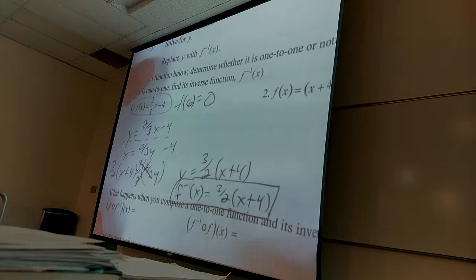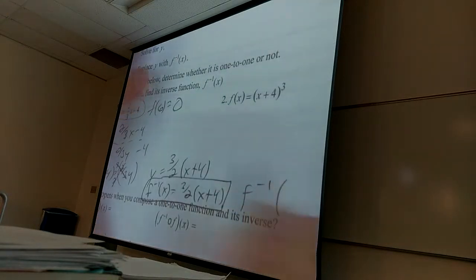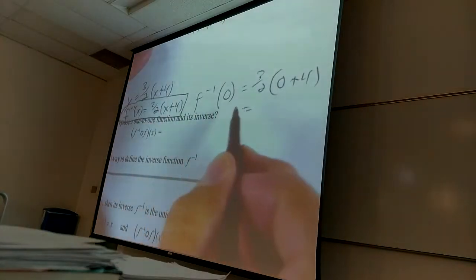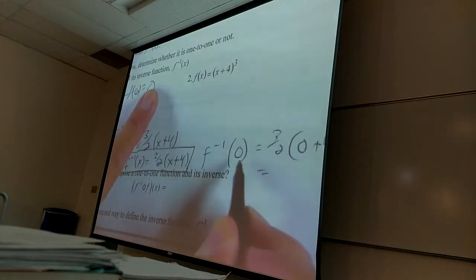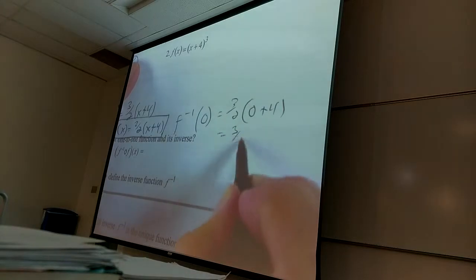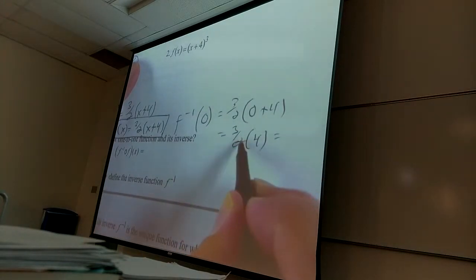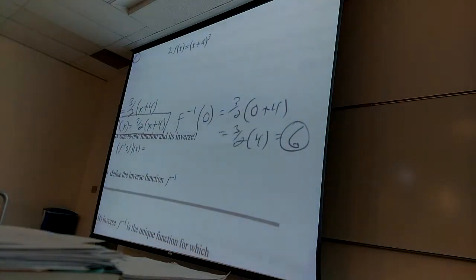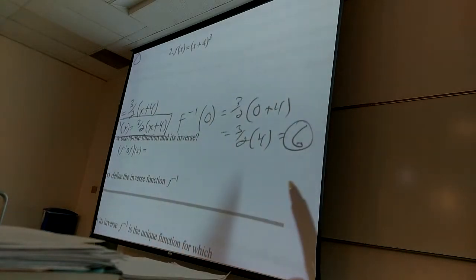So let's see, real quick. If I do f inverse of 0, I get 3 halves times 0 plus 4. Right? F inverse of 0. I'm going to take 0, the output, and put it as the input. And what happens here? 3 halves times 4 is? 12 over 2. Yeah, sure, 12 over 2, which is? 6. Well, of course, it's no surprise. That is the inverse function. It should do exactly that.